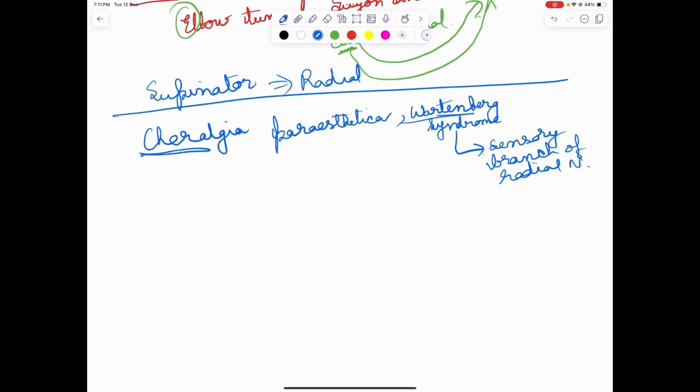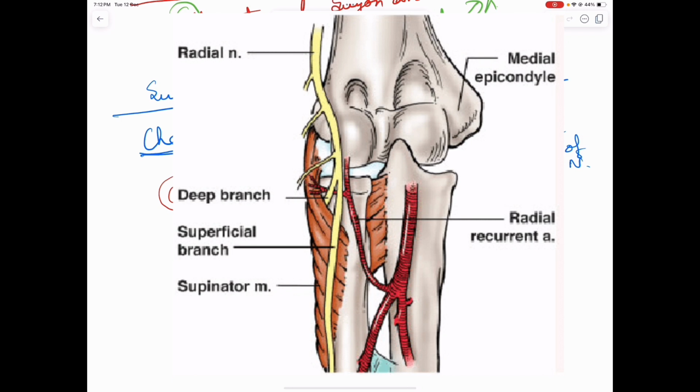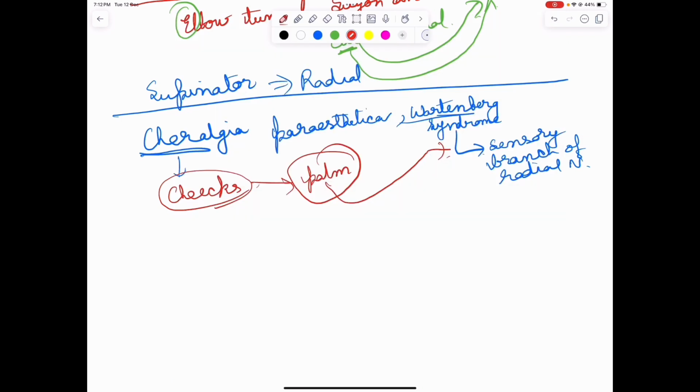How can you remember? You remember this also, that you are pulling your cheeks. When you are pulling your cheeks, you are pulling them with the help of the palm or hand. So which nerve will be involved? The sensory branch of the radial nerve. Cheiralgia paresthetica is often confused with meralgia paresthetica, which is caused by the lateral cutaneous nerve of the thigh. So remember that when it comes to cheiralgia, it is cheeks, and with cheeks we are stretching it by the sensory branch of the radial nerve.